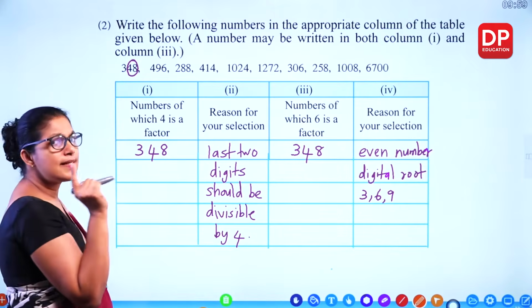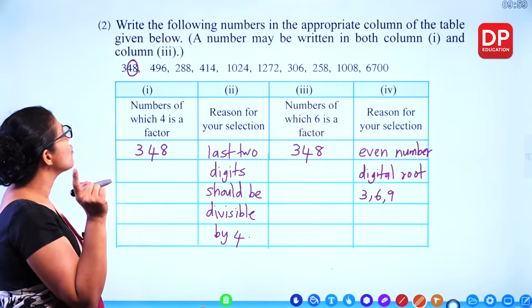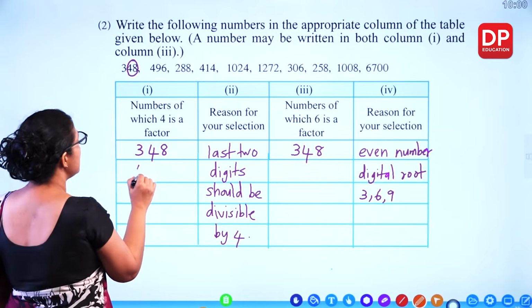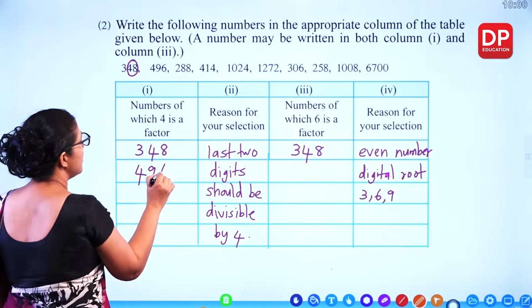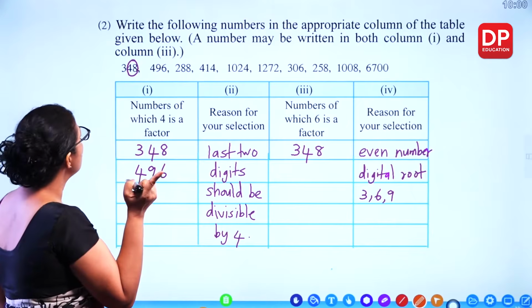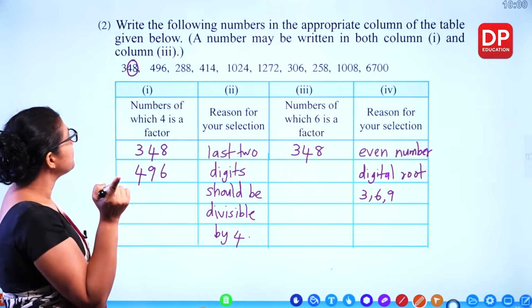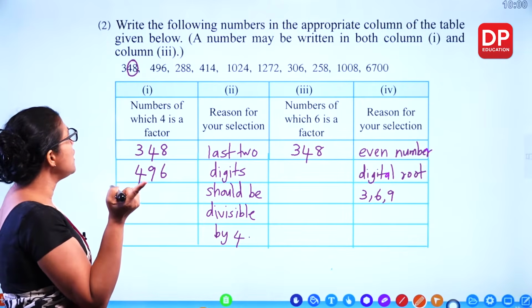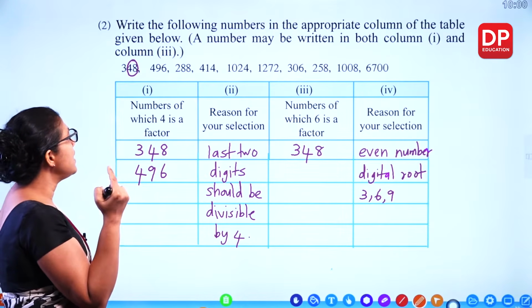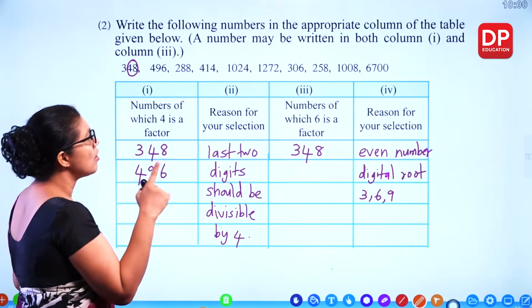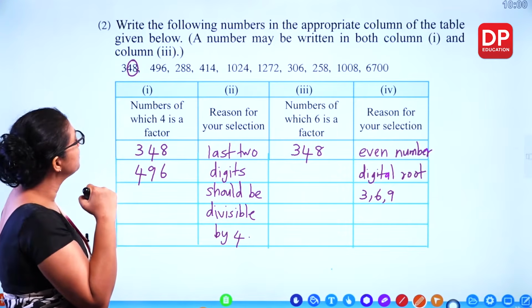496. 96, is it divisible by 4? 4 times 2. Yes, it is divisible by 4. What about the digital root? 9 plus 6, 15. 15 plus 4, 19. So it's not divisible by 3.